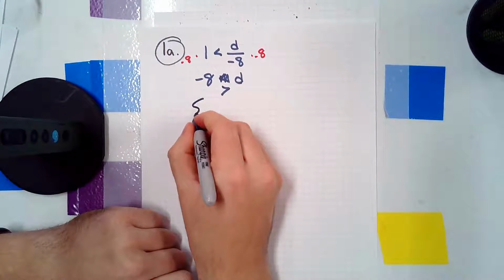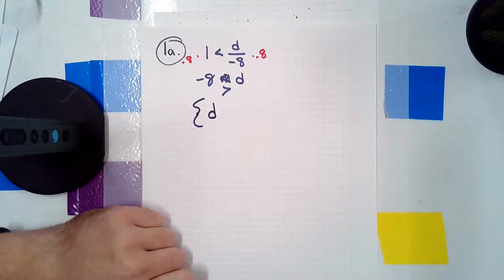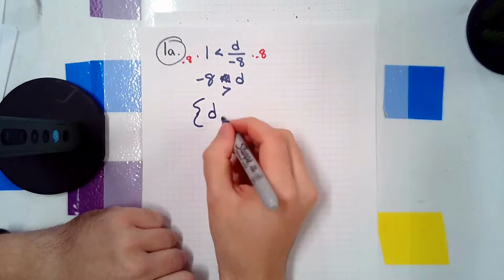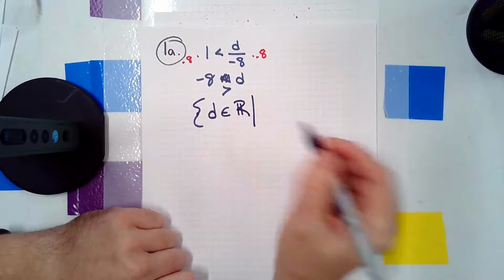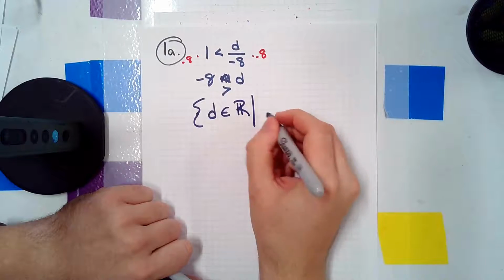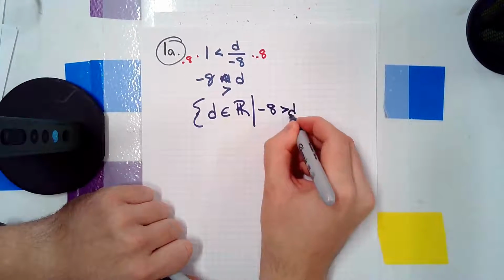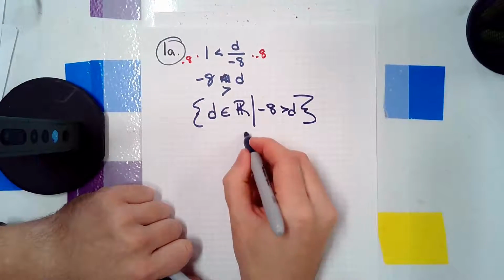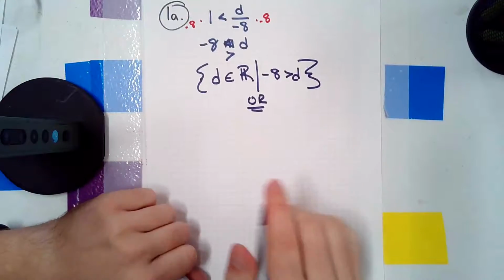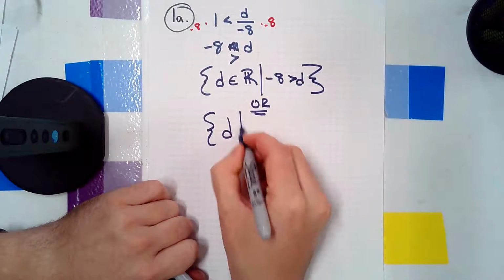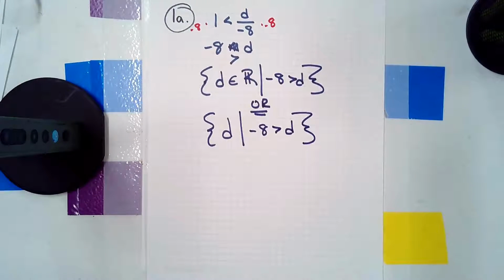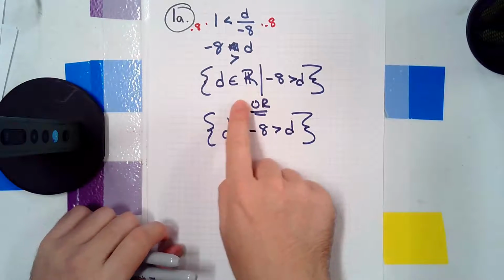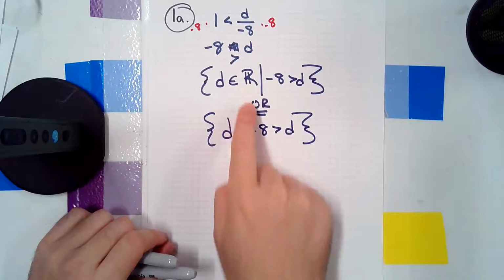We need to write our set notation. D can be any number, so you can write it one of two ways. You can either write it like this, D exists in the real numbers, big bar, negative 8 greater than D. Or you could write it like this. Because D can be any number, we can do this for shorthand. Now, if D can't be any number, like any real number, then we have to specify, right? Maybe it's only natural numbers. You can't just write that.